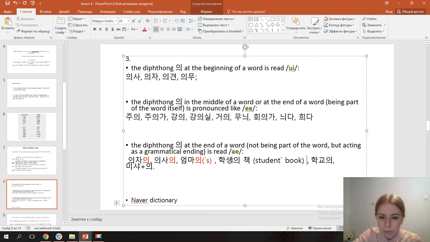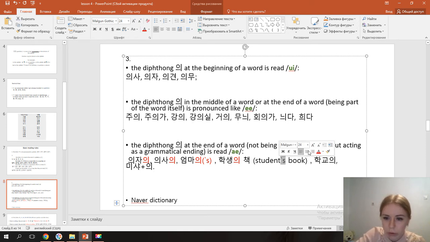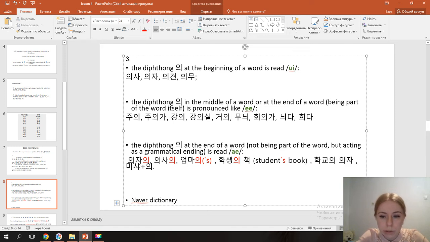So this is the same like 's, like this role. It's grammatically the same meaning. 학교, it's a school. 학교의, for example, 의자. There are schools, chairs, and so on. There are also many other examples.